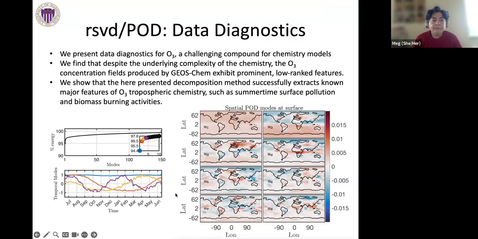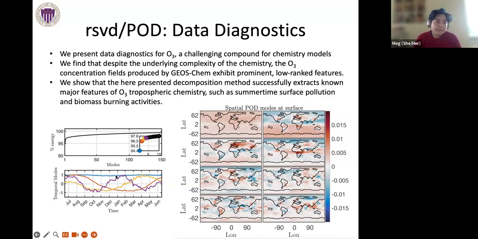Here we have presented, for instance, the data diagnostics for ozone, which is a challenging compound for chemistry models. We find that despite the underlying complexity of the chemistry, the ozone concentration fields produced by GEOS-Chem exhibit prominent low rank features. Here presented on this figure is the energy spectrum of the data. These are the temporal modes, the first 4 dominant temporal modes, and these are the spatial modes, the first 8 spatial modes at the surface of ozone.